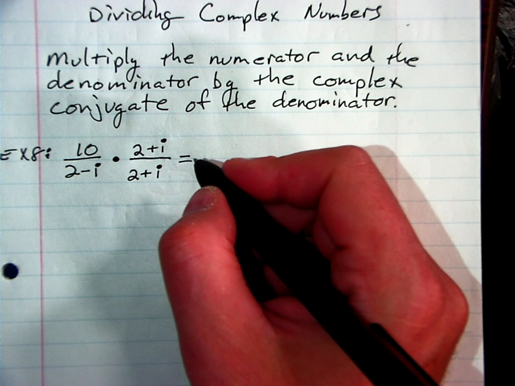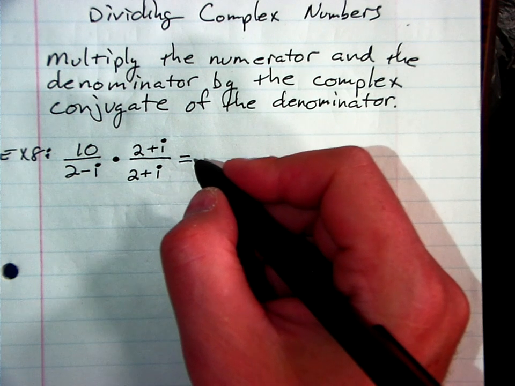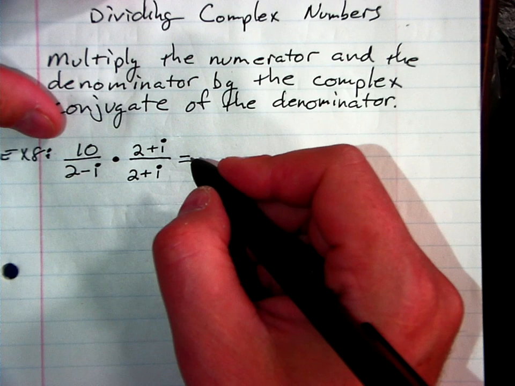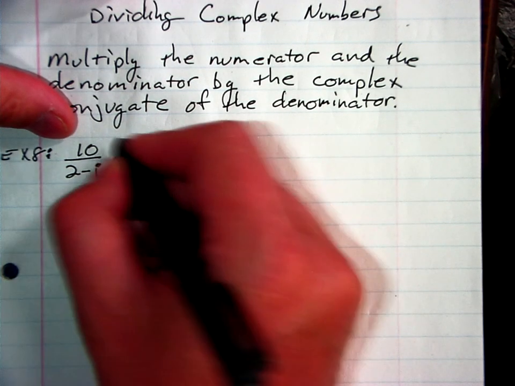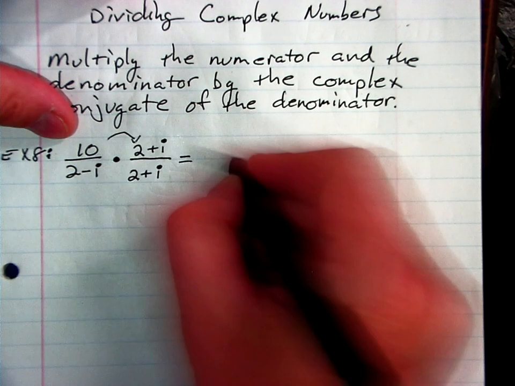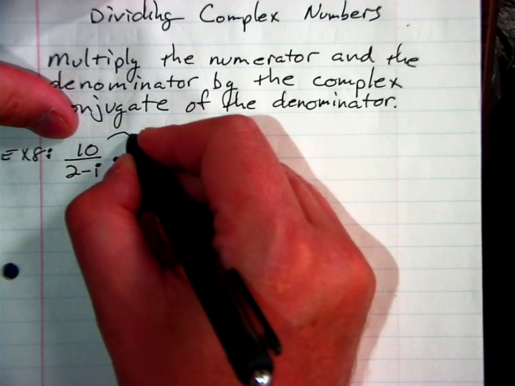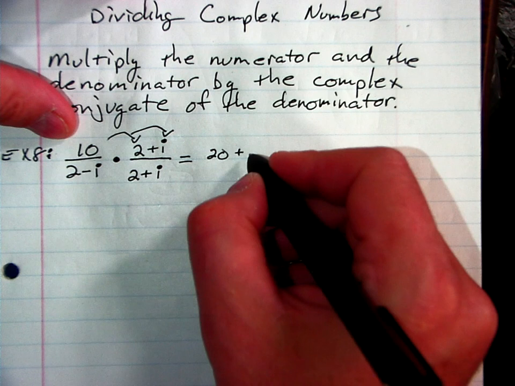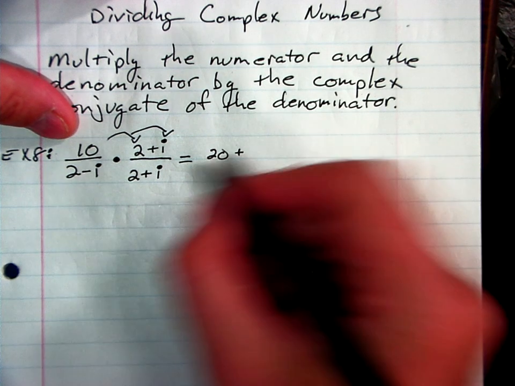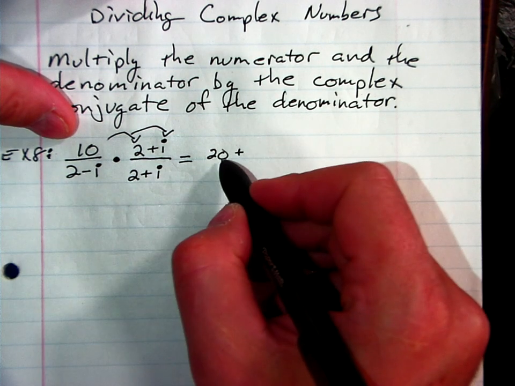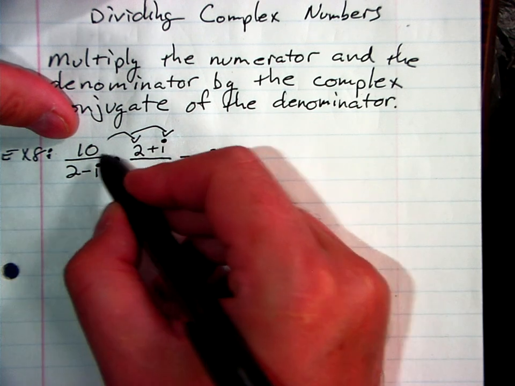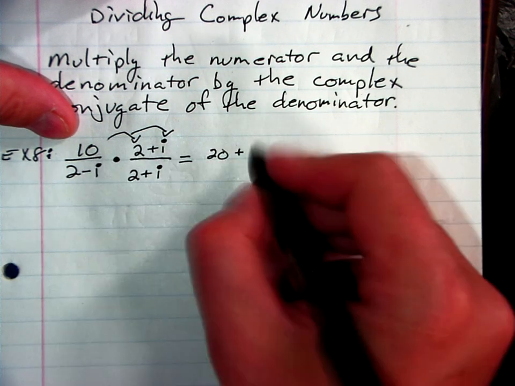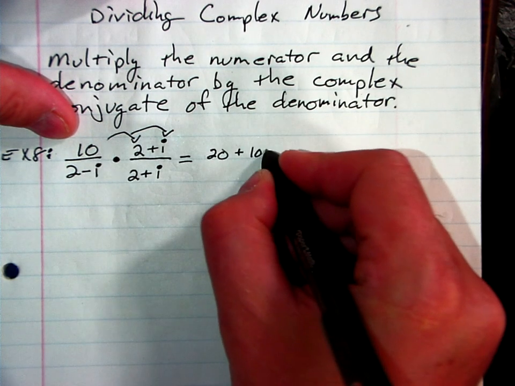Yeah, well, we're not doing that. All right, so now we're going to multiply straight across. 10 times 2 is 20. 10 times i is... wait. 10 times 2 is 20. 10 times i is 10i.